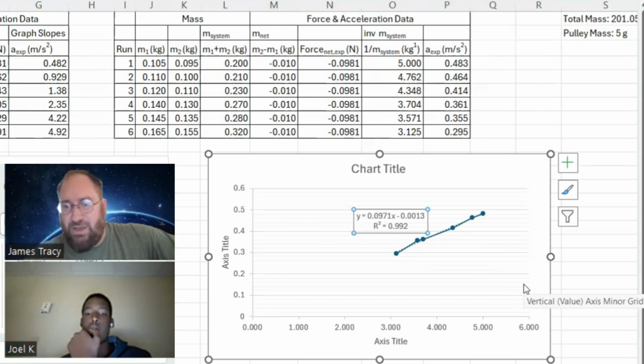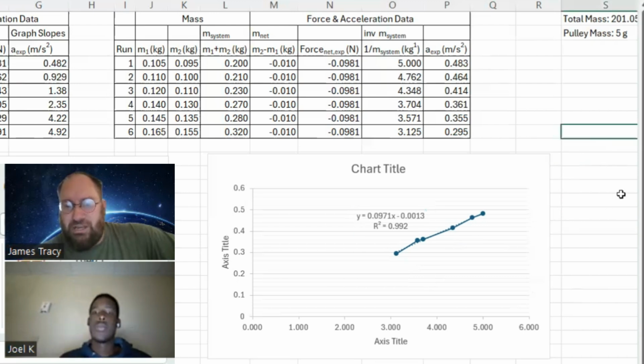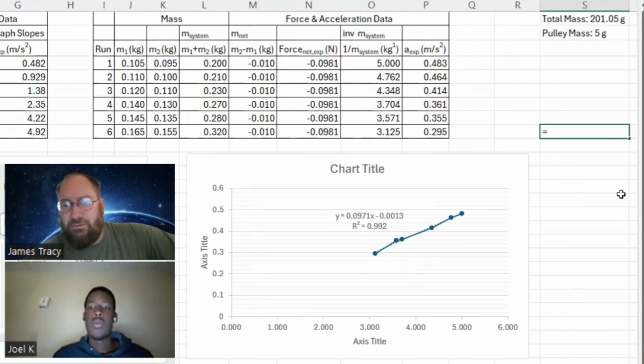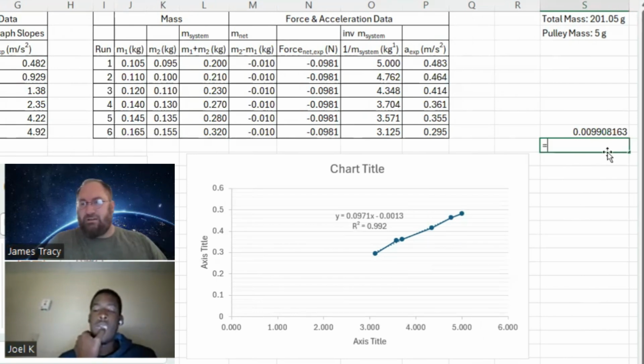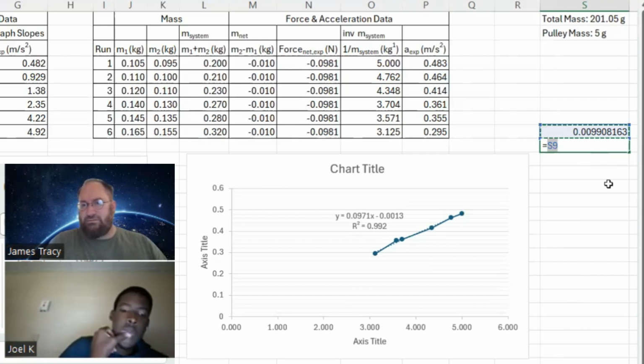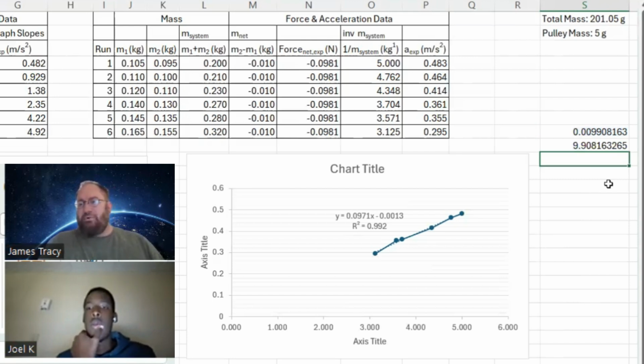Okay? So this says 0.0971 is your force. So take that value, go to a cell somewhere, some other cell right off to the side. Yeah, that's fine. And put equals 0.0971 divided by 9.8, and then enter. Now in that space right there, just put equals and click on the previous cell times 1,000. 9.9 grams.